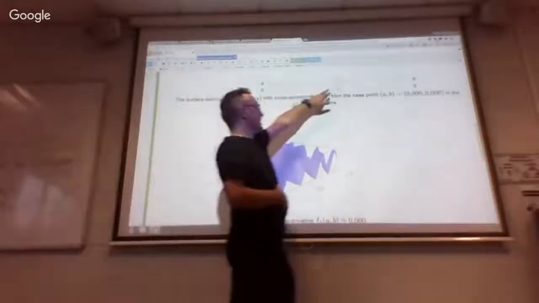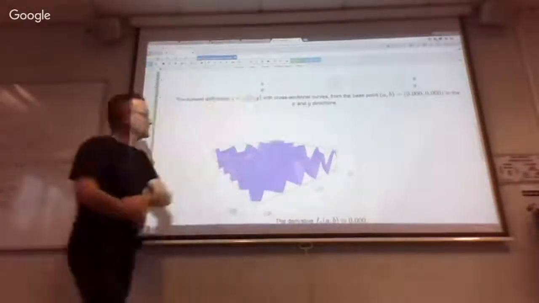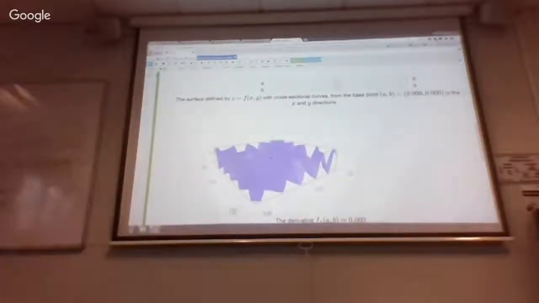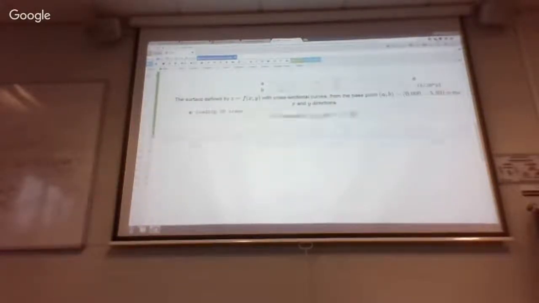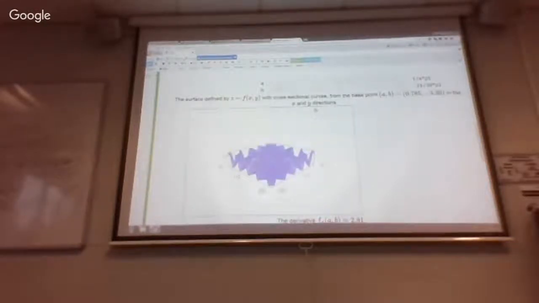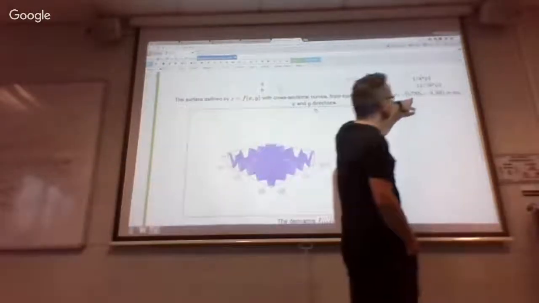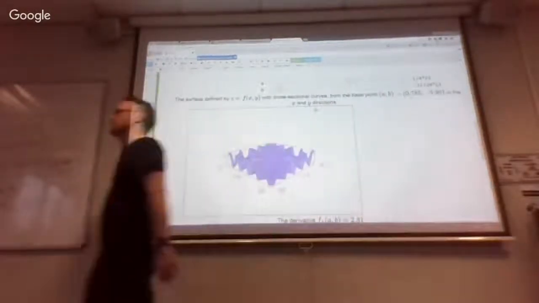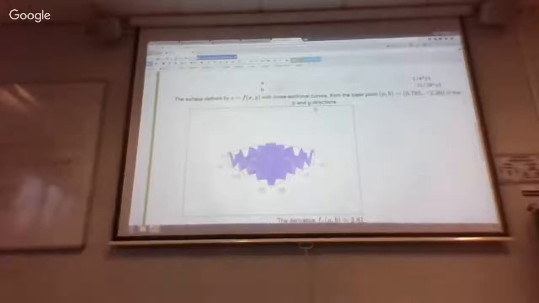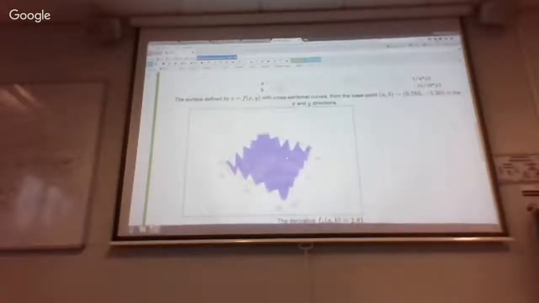Now we've got two sliders here which allow us to change the base point AB. What we can do is move one of them a fair bit down and move one of them a little bit down. So we're now looking at this base point AB, which is approximately 0.7 and minus 3. Okay, so you can see this base point here in this black dot there in the plane.